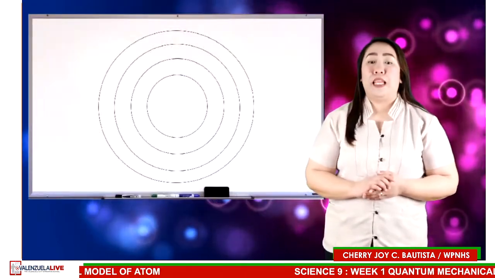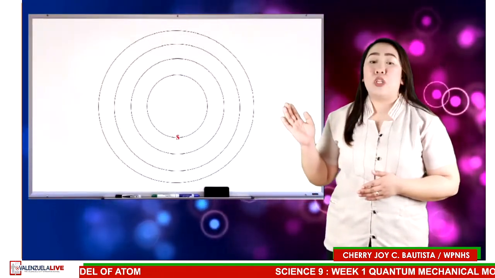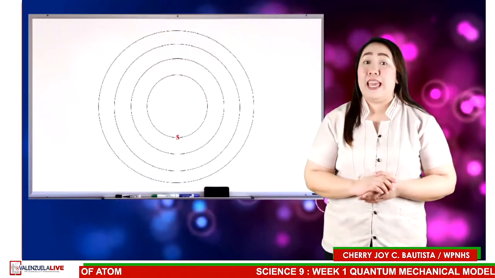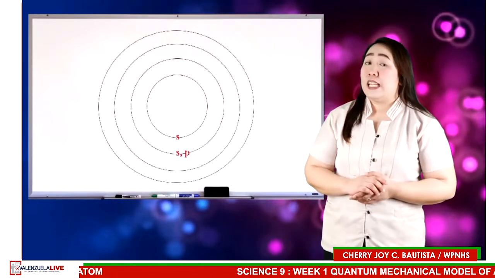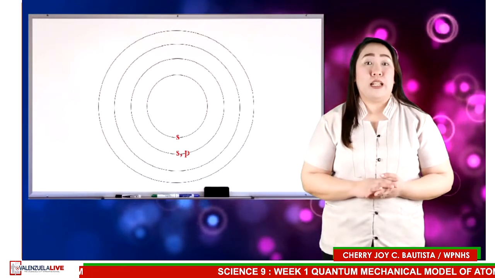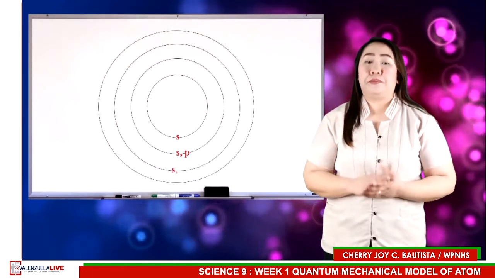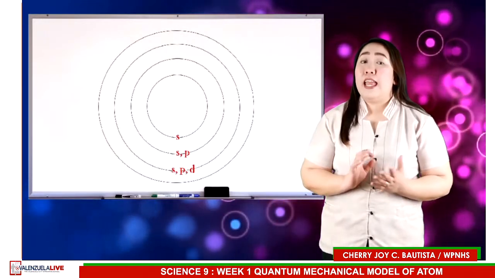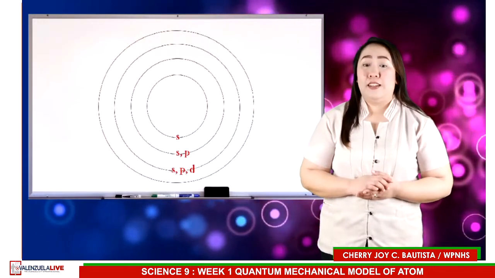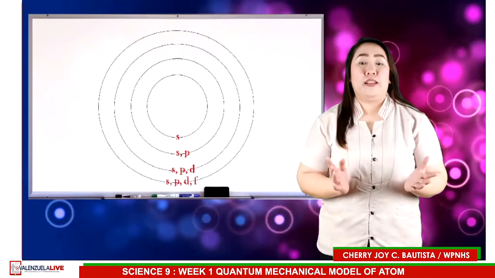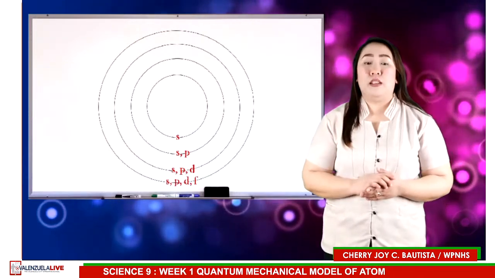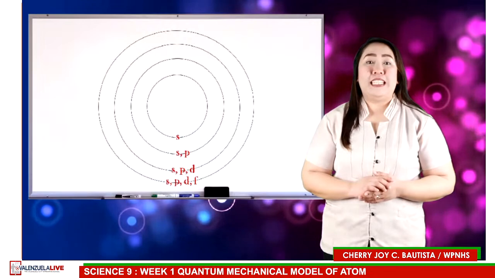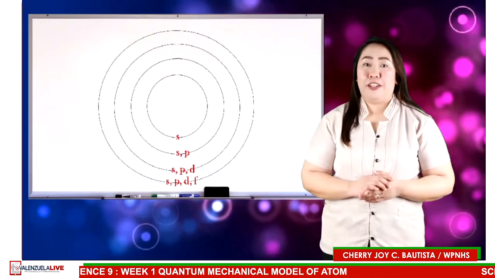Take a look again at Bohr's model. The first shell has only one subshell S. The second shell has two subshells S and P. The third shell has three subshells S, P, D. While the fourth shell has four subshells S, P, D, and F.